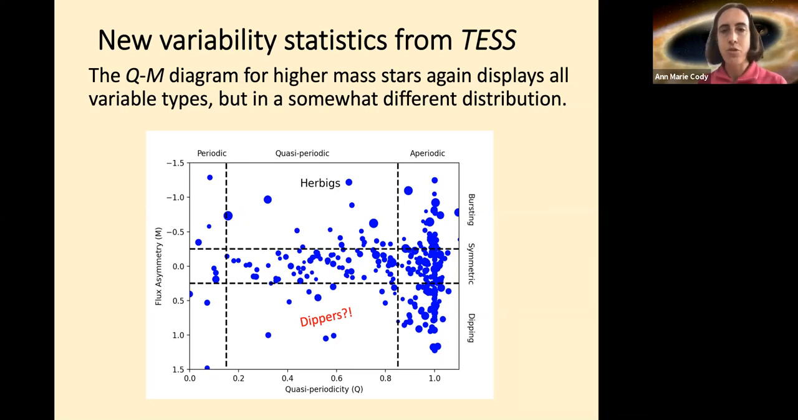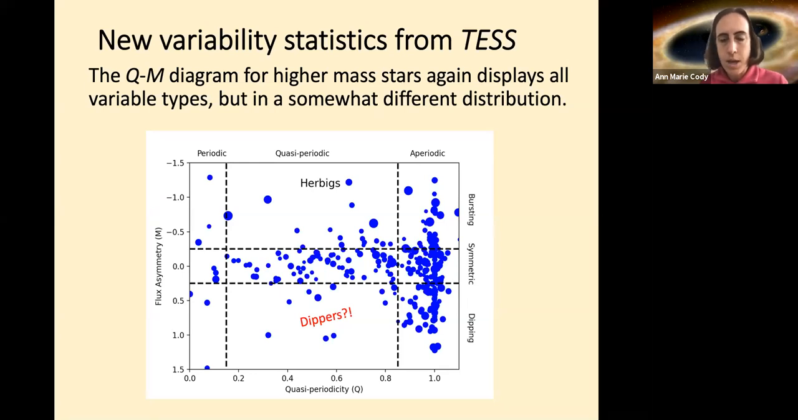As you can see, they display all different types of variability, from bursting on the top to dipping on the bottom to symmetric and quasi-periodic behaviors. We even have a bunch of eclipsing binaries which show up on the lower left. But what I want to highlight here is a bit of a gap when you're looking at moderate values of Q, so quasi-periodic behavior, and positive values of M. These are, again, where the dippers live.